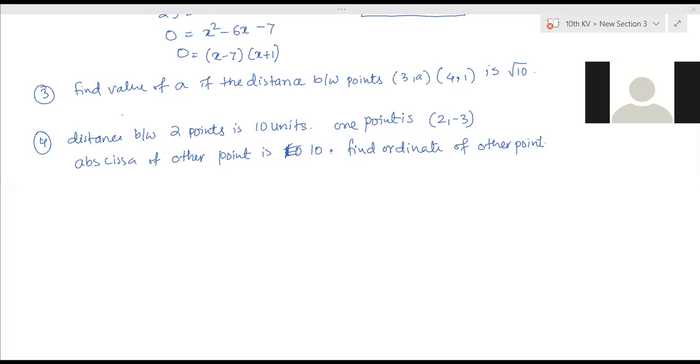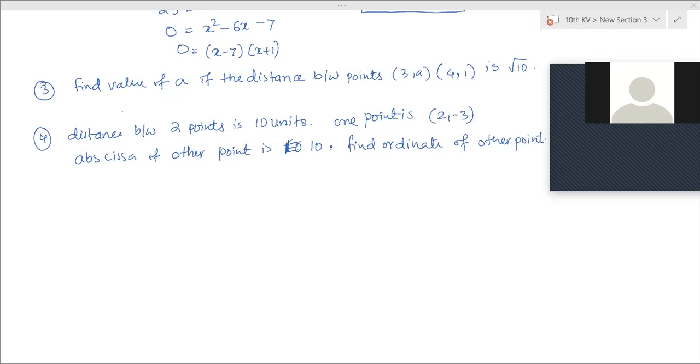What's the answer? Ma'am, 3 or minus 3. 3 or, no, why not minus 3? 3 is right, but not minus 3. Is the other one -9? Yes, -9 is the right answer.